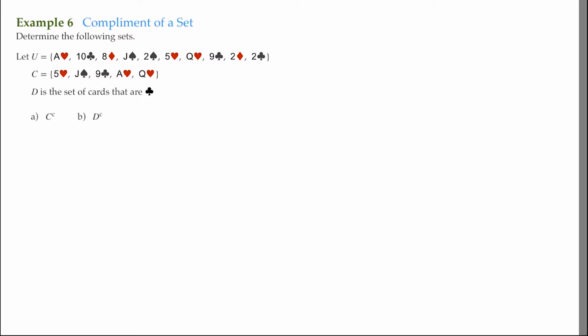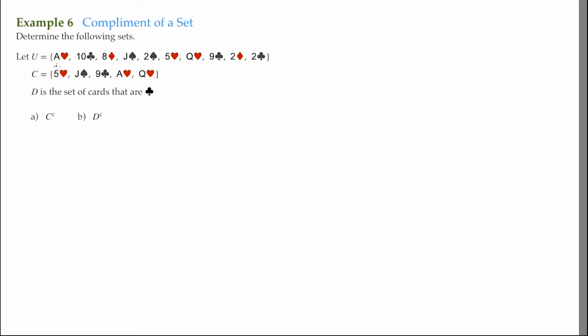So here we're going to determine the complement of a set. Keep in mind that the complement of a set is all the elements that are not in that set. Here we have a universal set U. Don't forget that a universal set is a general set that lists all the elements that are under discussion here. And then all the other sets here, set C and set D, are subsets of the universal set.